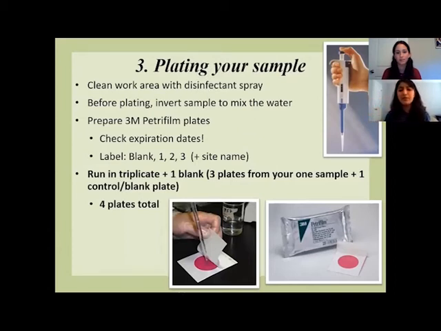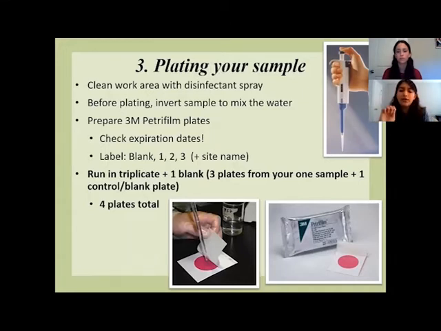And then you're going to prepare your 3M Petrifilm plates. These plates are specially made, so you have to make sure that you're not using them past their expiration date. Check those before you start to plate. You also want to make sure that your plates are at room temperature because, as we'll go into a little bit later, you can store your plates in the refrigerator or freezer. If you do that, you want to make sure you leave them out beforehand at room temperature.